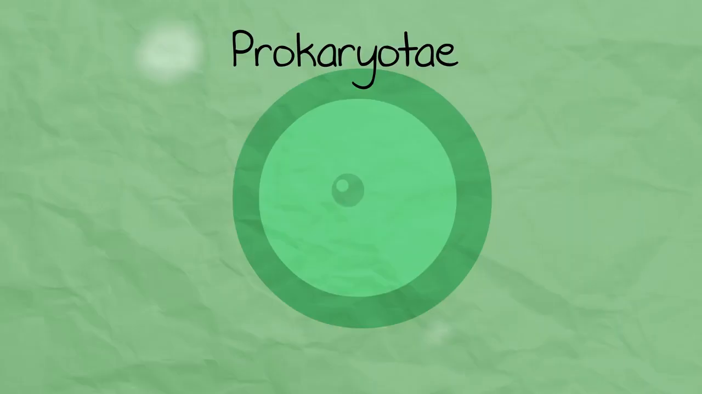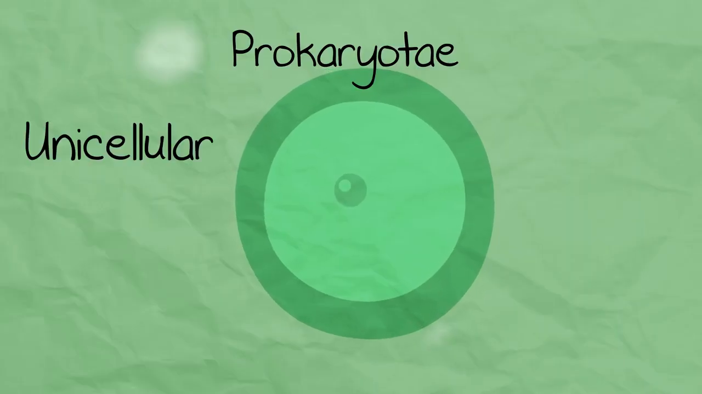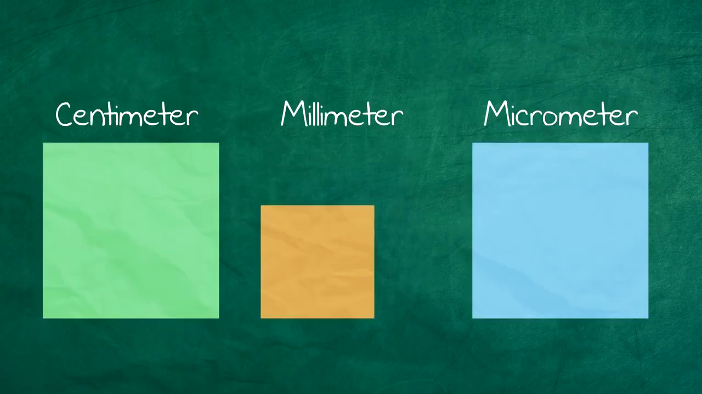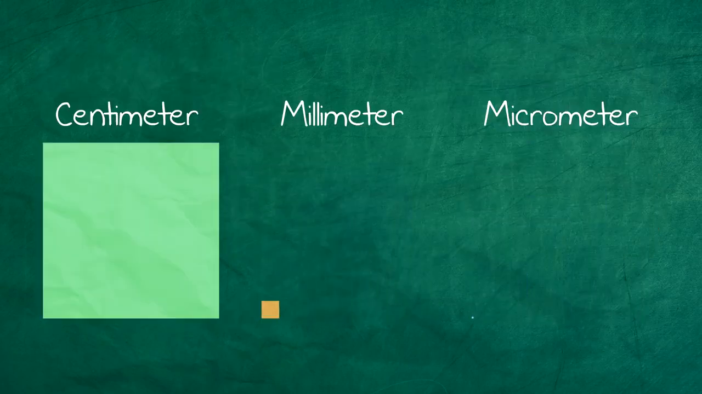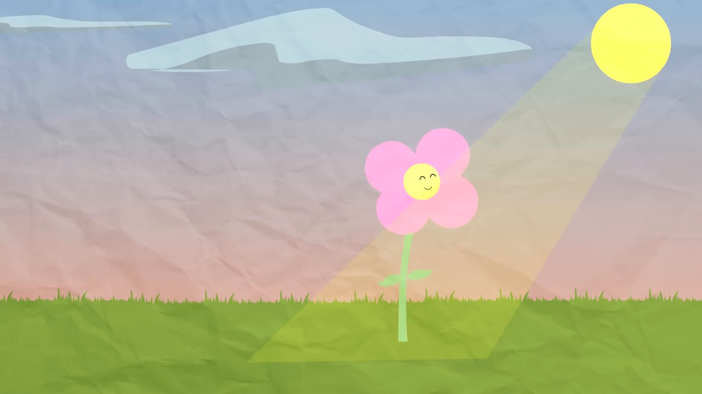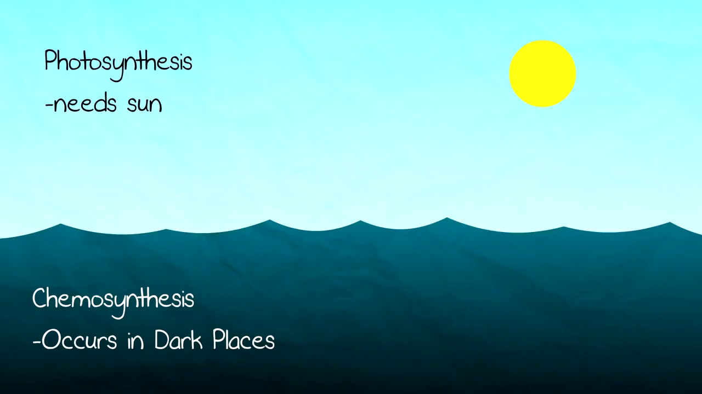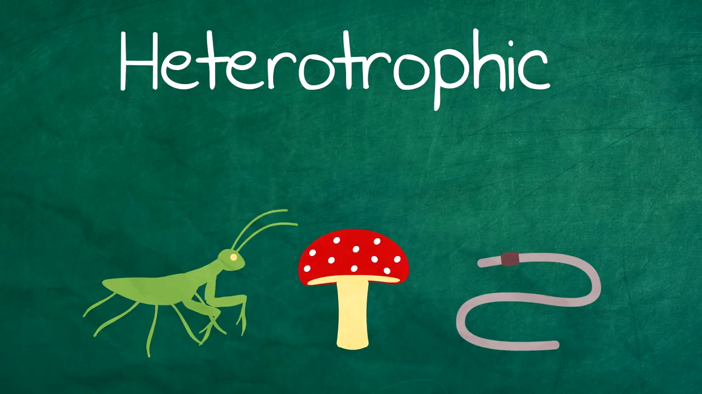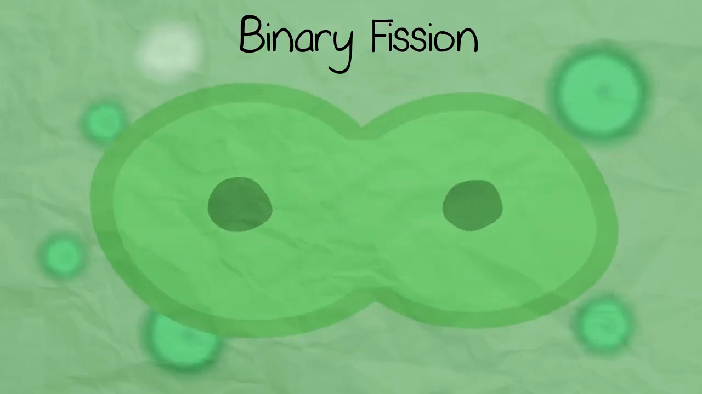And finally, the prokaryote kingdom. They are unicellular. They lack organelles that are seen in eukaryotes. They are typically really small, about 10 micrometers in size, much too small to see with the human eye. They have cell walls and are autotrophic, using photosynthesis and chemosynthesis without light, and are heterotrophic. They divide by binary fission, not mitosis.